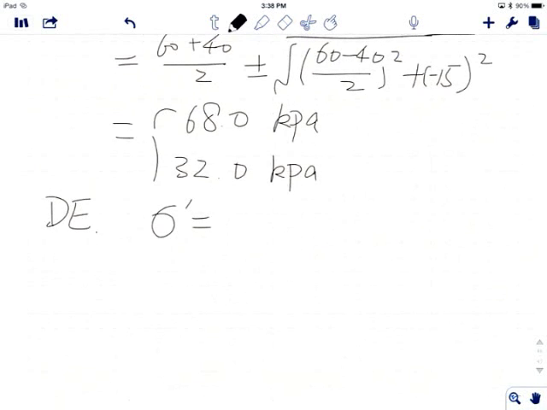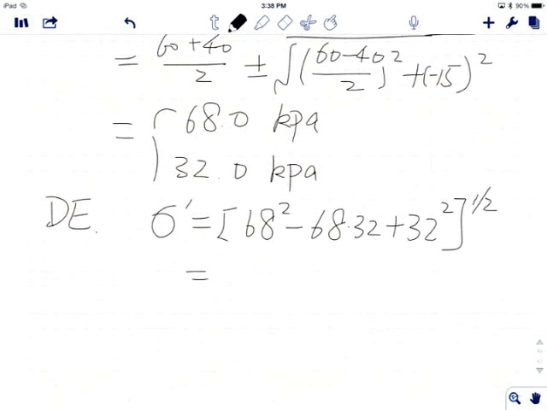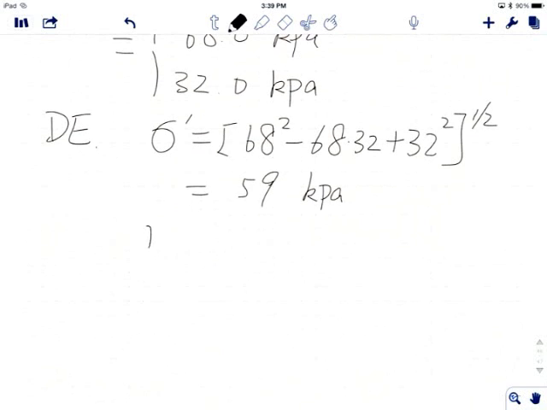So, distortion energy. Let's plug in those principal stresses. This von Mises stress is 59 kilopascal. Again, we're looking for the design safety factor, equal to SY divided by this, so 100 divided by 59, that is 1.7.